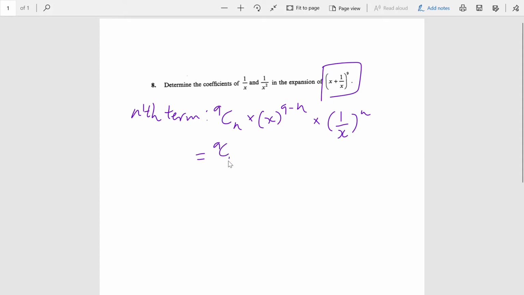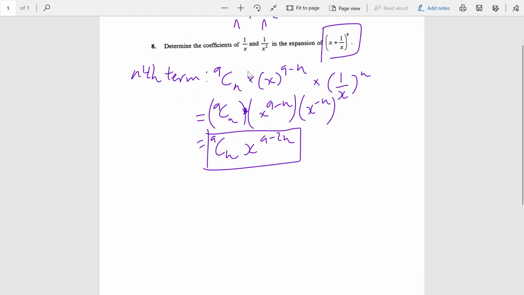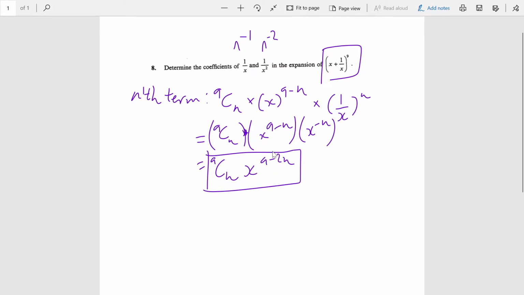And this might simplify down to something a lot simpler, given that everything else is in terms of x. So x to the power of 9 minus n multiplied by x to the power of negative n would be x to the power of 9 minus 2n. So now we know that this is our nth term, and we are looking for x to the power of negative 1 and x to the power of negative 2 here. We can substitute negative 1 being equal to this expression and negative 2 being equal to this expression to figure out which term it is in the series.